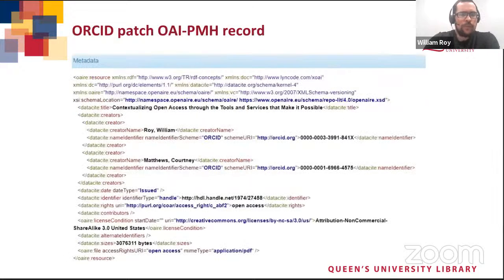And if I move to the next example, this is what the patch does to author names. As you can see, they're now in the DataCite creator name format, and there is nested information within those XML representations that includes the name identifier and ORCID number as an attribute. So that's quite significant if you want to be able to expose this information to aggregators. This provides you with a way of doing so.